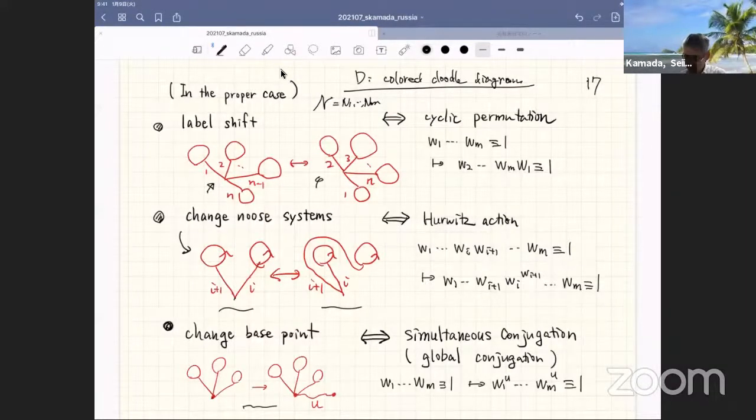Here is the original base point. And we take another base point and connect it to another arc by U. Then we have a global conjugation.